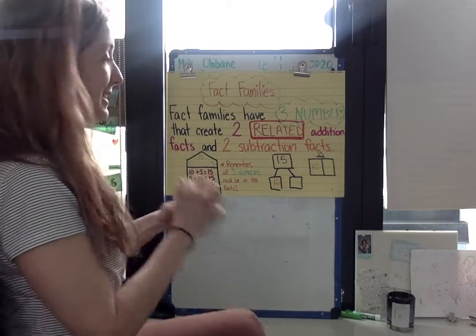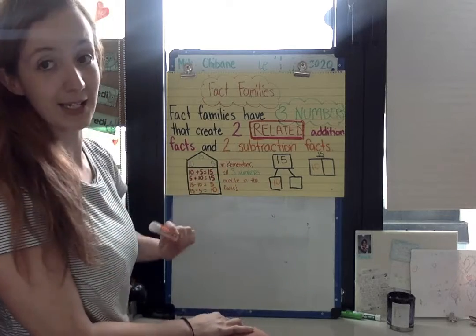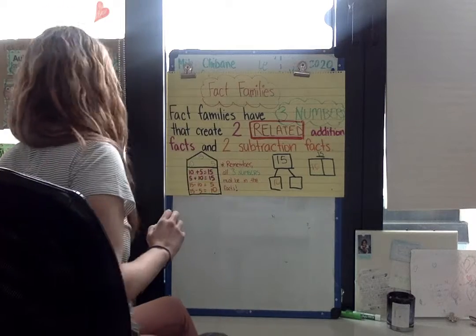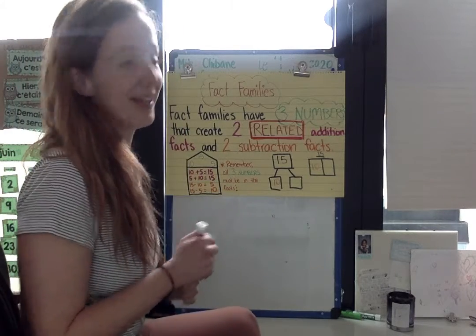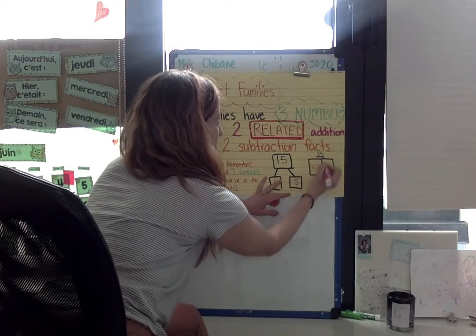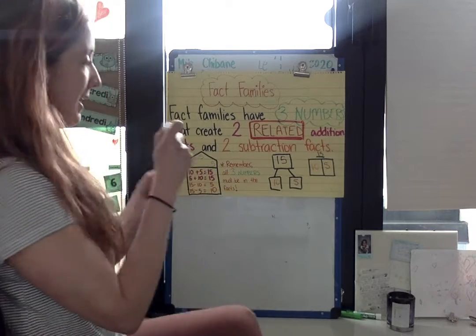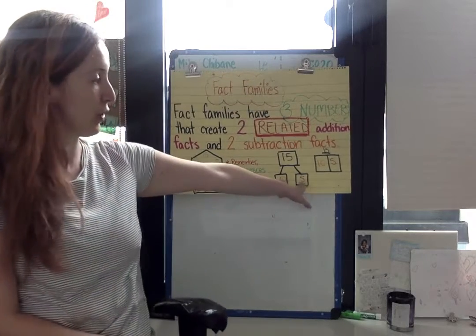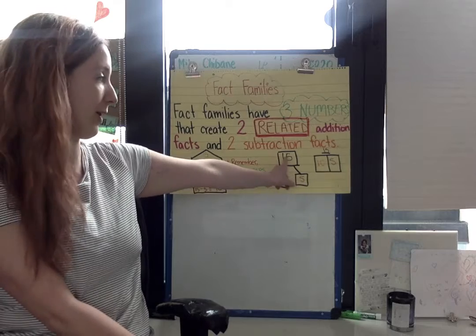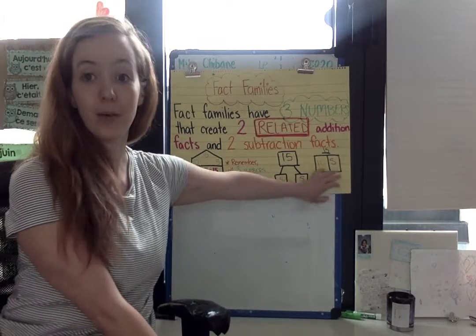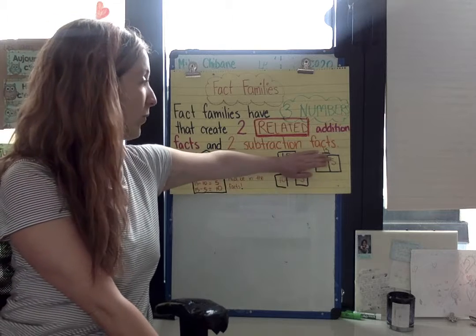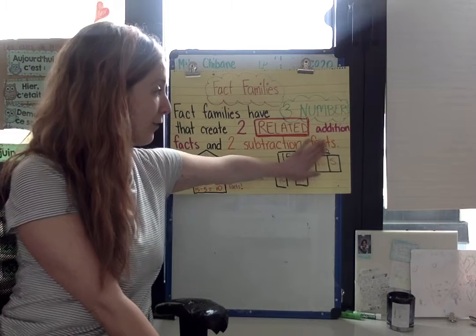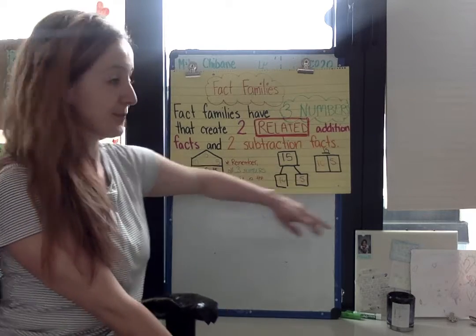And if one of my parts is 10 from this fact family, and I know that my whole is 15, then that means my other part is, that's right, 5. Okay? And we know that when we are adding, we put two parts together to get our whole. And we know that when we are subtracting, we take away one of the parts from our whole to get our missing part.